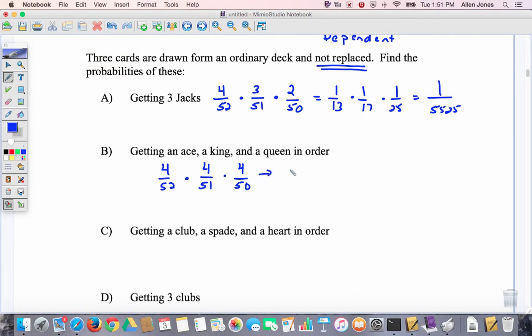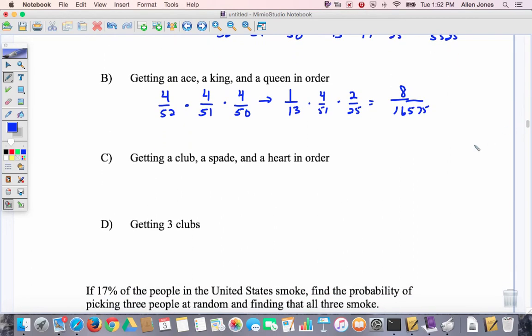So here you can see, once again, the same idea. We could simplify these down. 4/52 is 1/13. The 4 out of 51 is not going to simplify, but the 4/50 will simplify to be 2/25. And if we multiply that, we get 8 out of 16,575.